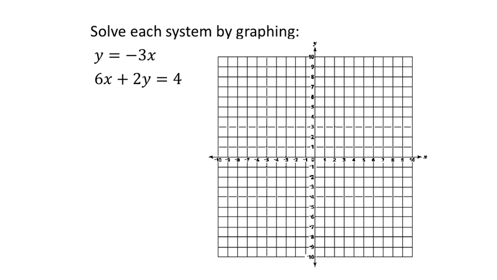All right, here's our next system. y equals negative 3x and 6x plus 2y equals 4. And what do we notice about this first equation? I'll graph it in red. y equals negative 3x. That's in slope-intercept form already. You just don't see the phantom plus 0 right there. That's not a problem, hopefully, because we've seen that before.